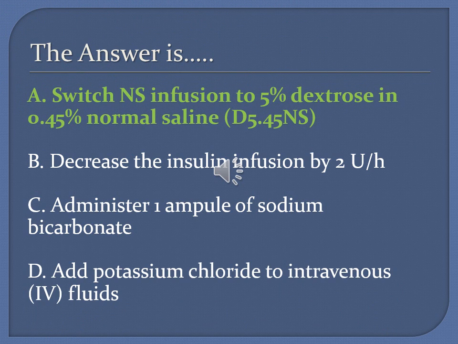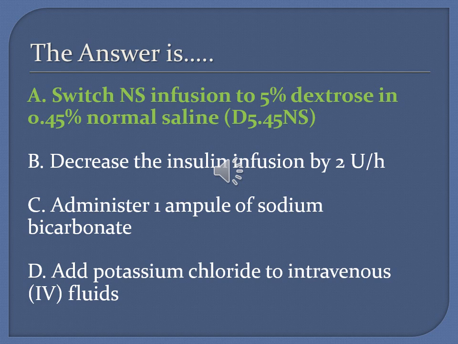The answer is A. Switch your normal saline to D5 half normal saline. And you're thinking, I've got a patient with DKA, and I'm putting them on dextrose? What? Well, you kind of have to look at the whole picture here. So you had a blood sugar that was 475, and now your blood sugar is 227. It's quite a drop. It's quite significant. And you can anticipate that your next blood sugar is going to be in the tank.